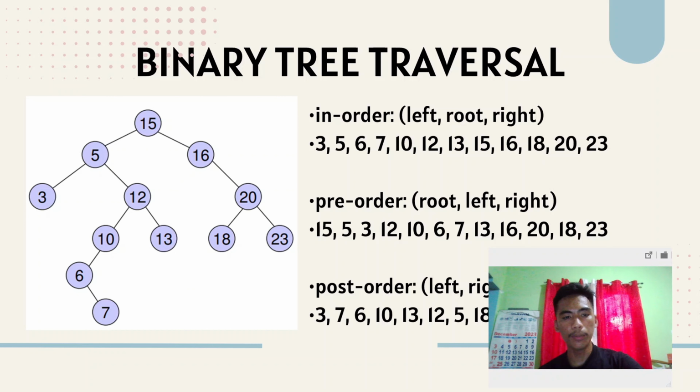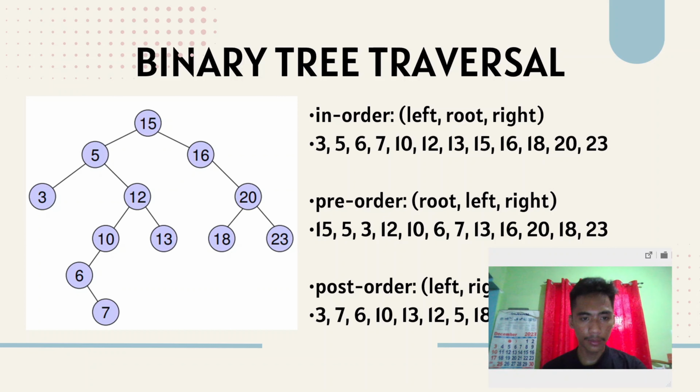The second example is pre-order: root, left, and right. The sequence is 15, 5, 3, 12, 10, 6, 7, 13, 16, 20, 18, and 23. In pre-order traversal, the root of each subtree is printed first, followed by the left and the right branches. This sequence can be useful for constructing prefix arithmetic expressions.